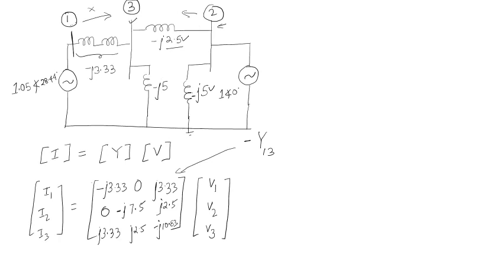So for mutual terms you just have to multiply with a minus sign, and for the self terms you have to add all the admittances connected on that bus. That's how you can frame this matrix.